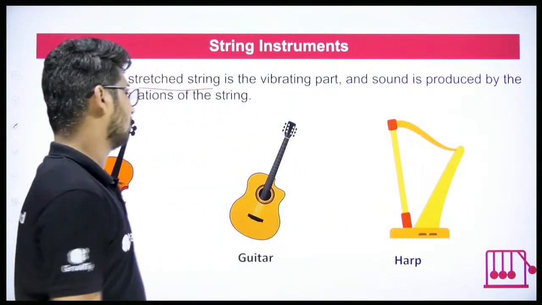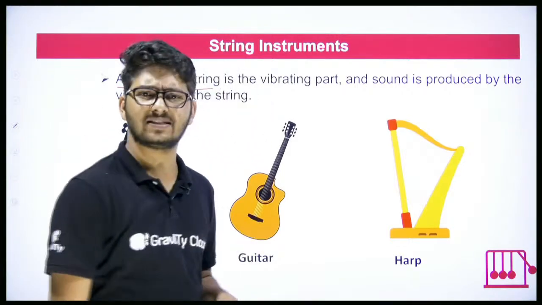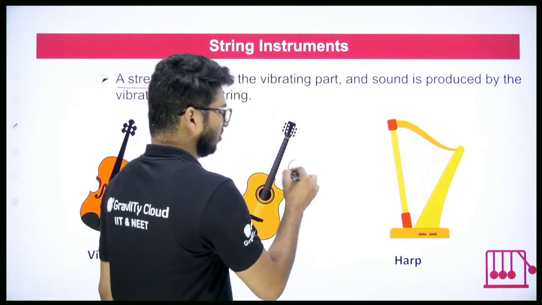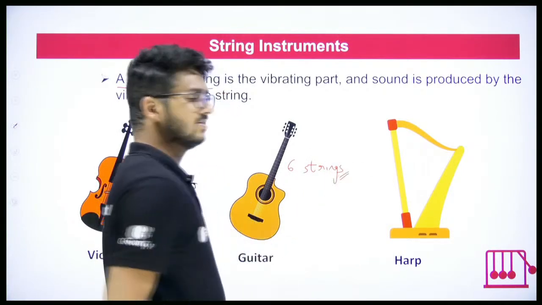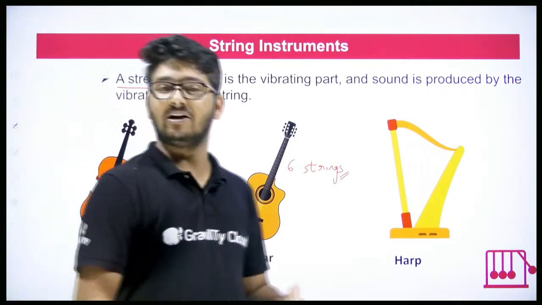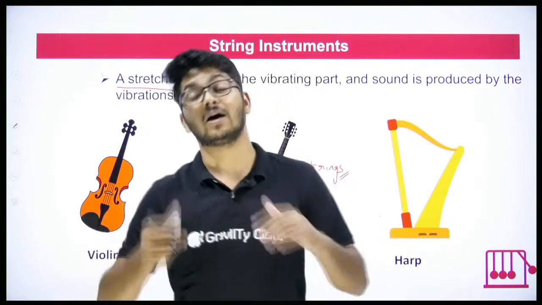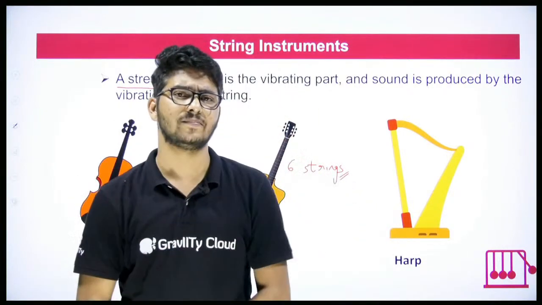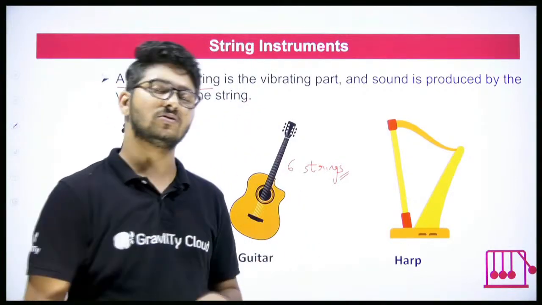Now I'll take a guitar as an example. Okay, I can see 6 strings. I'm not good at music, so I'm not sure how many strings there will be, but according to the image, there are 6 strings in this case. If any of you play guitar or are learning guitar, then you will know this. There are a total of 6 strings and 6 strings produce different sounds.